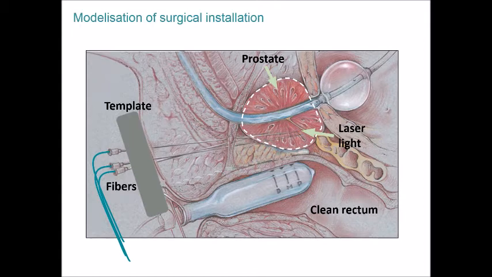A complete surgical installation shows the ultrasound probe into the rectum, a urinary catheter inserted into the bladder, the grid close to the perineum, and the laser fibers into the prostate. No incision, no bleeding, only needle punctures.